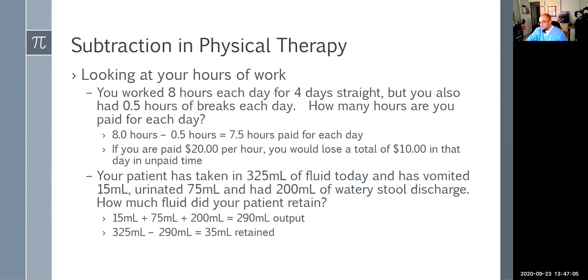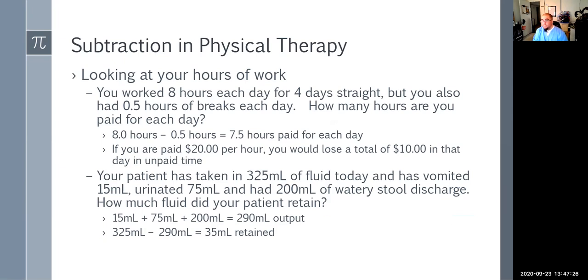So the patient retained about 35 milliliters. For a healthy patient, that's okay. But if you have a patient that's on fluid restrictions that might have pulmonary edema, that 35 milliliters of extra fluid goes right to their lungs. And now their lungs have more fluid in them, and you can eventually end up leading to a patient dying.